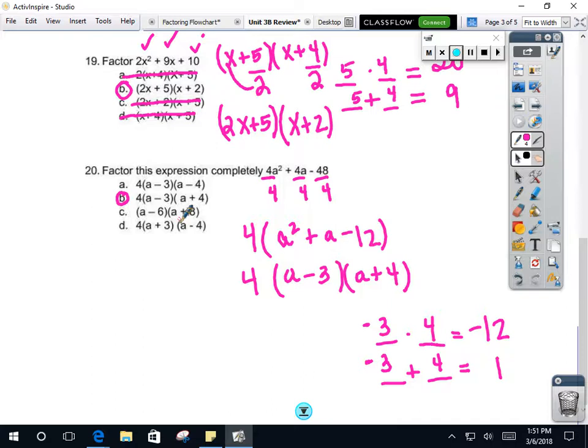Plus, once you started working this and you saw that 4 was the GCF, C is gone right away. And then also, I know by looking at A, and it has a negative, and a negative times a negative would be a positive 48 once you distributed the 4 to it. So that's not going to work. All right, next page.